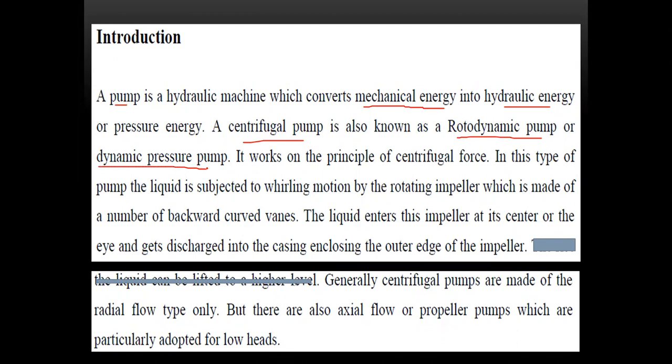So for a centrifugal pump, you have two names. One is rotodynamic, the other one is dynamic pressure pump. It works on the principle of centrifugal force. In this type of pump, the liquid is subject to whirling motion.